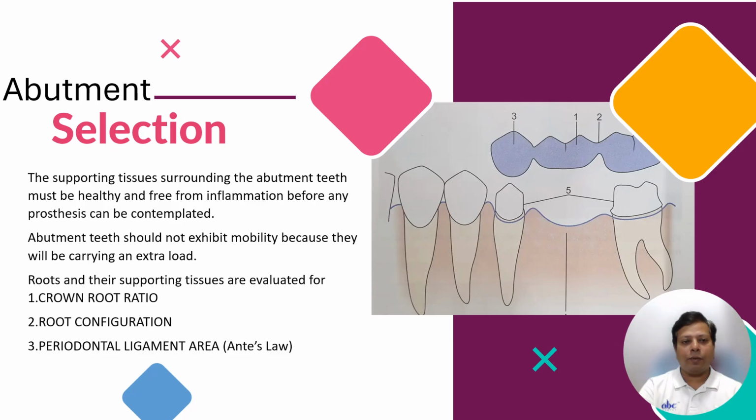While considering abutment selection, we always assess that the abutment teeth should not exhibit mobility because they will be carrying the extra load of the missing teeth as well. The roots and the supporting tissues are basically evaluated for the crown root ratio, the root configuration, and the periodontal ligament area, which is dictated by Ante's law.